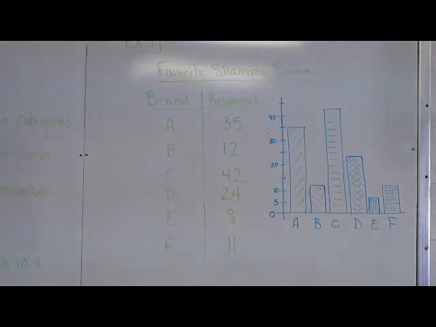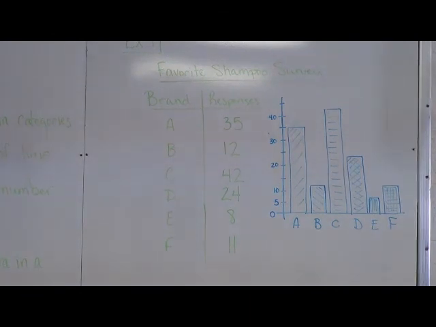And so those are my different bars. So now I can compare them and say which one had the most likes. Well, that would be C because it's the highest. Which one had the least? That would be E because it's down there at the bottom. Which two almost had the same? Well, that would be B and F because one had 12 and one had 11. So the bars are almost the same. So this is a comparison of one category to another. Which one was the favorite shampoo and which one was the least favorite, and so on and so forth.